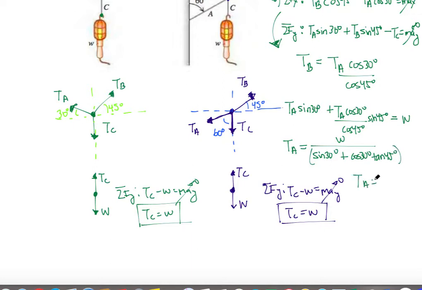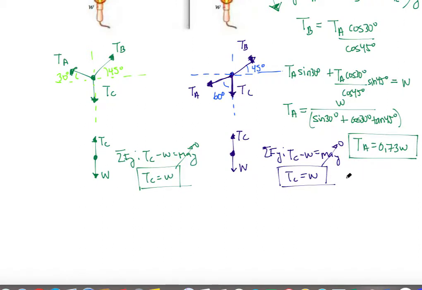So what does that give us? Well, it tells us that tension A is going to be 0.73 W. And then I can take this and plug it right back in up there for TB.